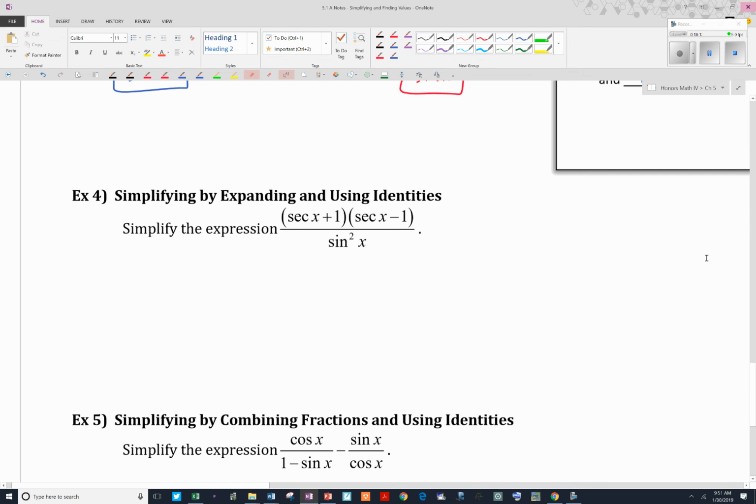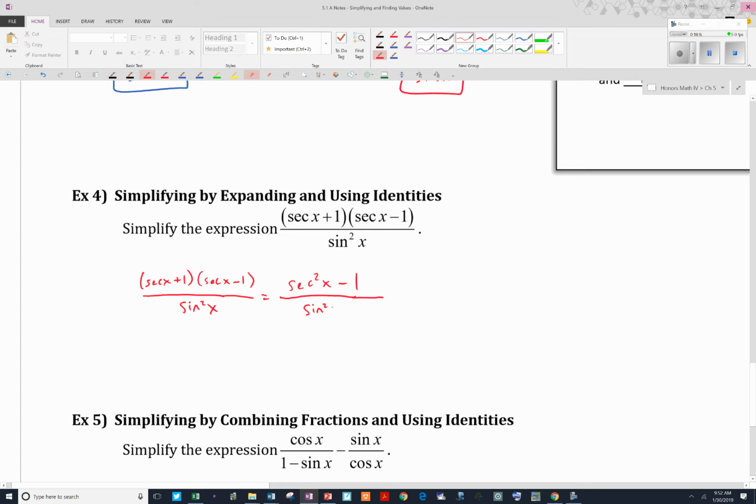Okay, let's see here. The first thing we're going to do is FOIL some of this stuff out here. So the numerator, I'm going to rewrite the whole thing to start with here. Secant of x plus 1 times secant of x minus 1 all over sine squared. And then hopefully you notice that numerator is a representation of our difference of squares pattern, that if I multiplied it out, I would get secant squared minus 1, a squared minus b squared.